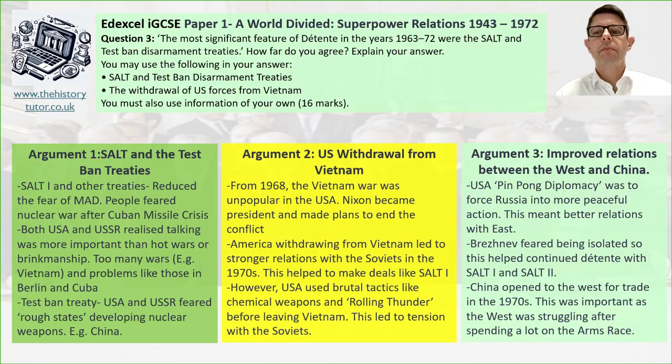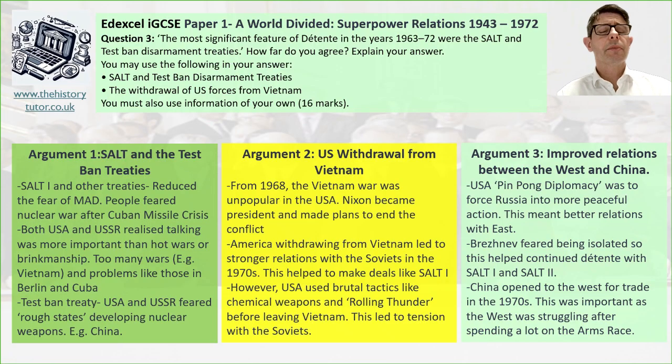Brezhnev feared being isolated, so this helped continue Detente with SALT I and SALT II. He didn't want to be left out of the relationship with America and abandoned by China. China opened up to the West for trade in the 1970s. This was important as the West was struggling after spending lots of money on the arms race, and generally there was an economic decline in the West around this time. So opening up China, increased trade was really helpful.